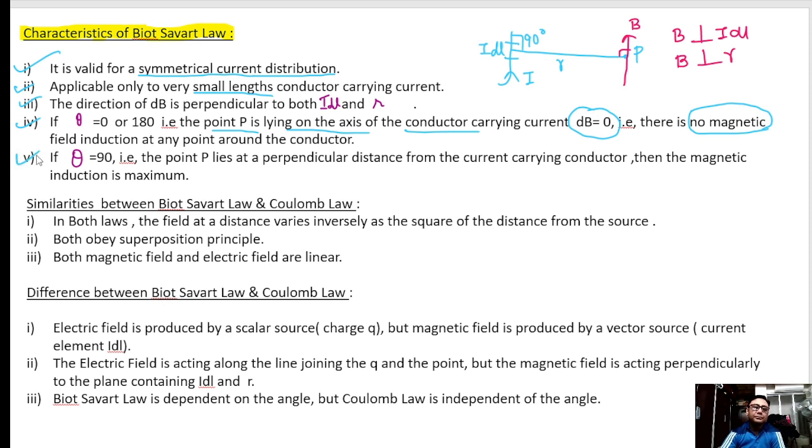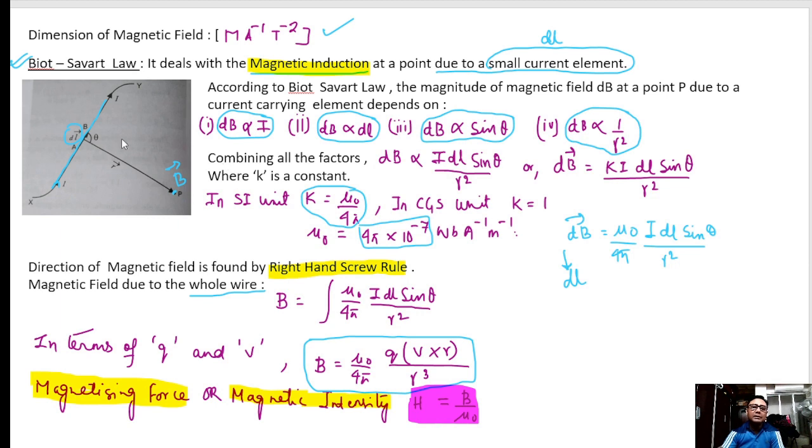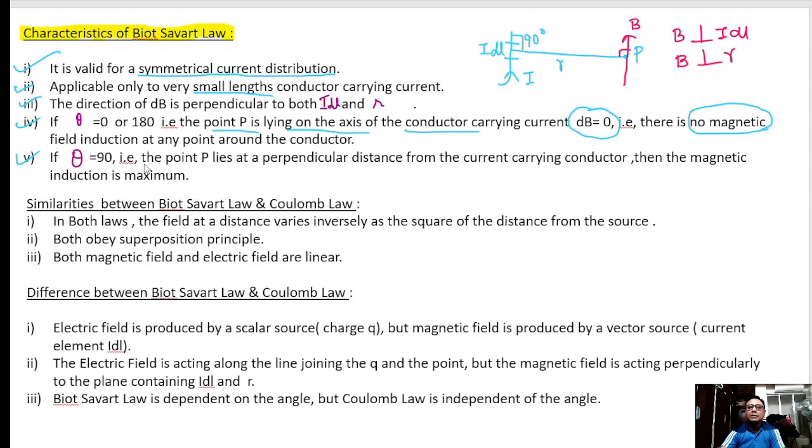Fifth, if theta is equal to 90 degrees, that is, the point P is lying perpendicularly. See, suppose this is 90 degrees. If theta is 90 degrees, then remember that the magnetic field induction B will be maximum. Clear?